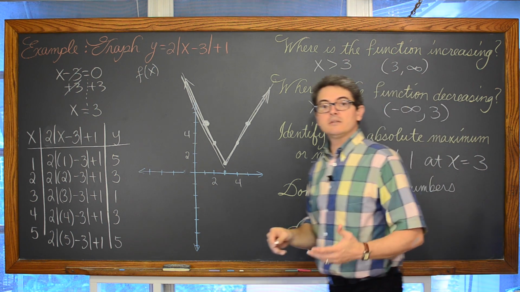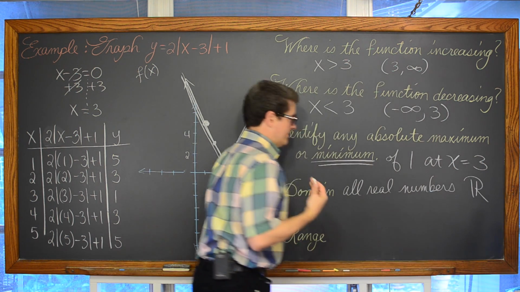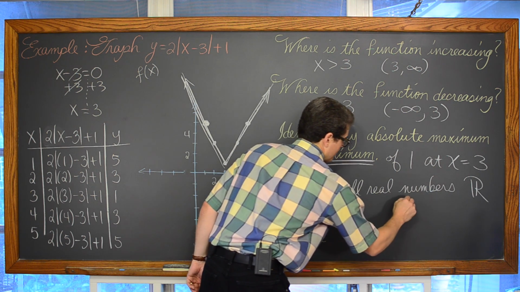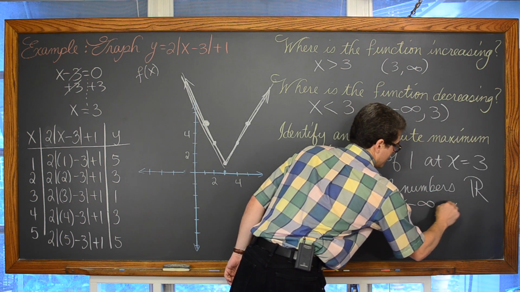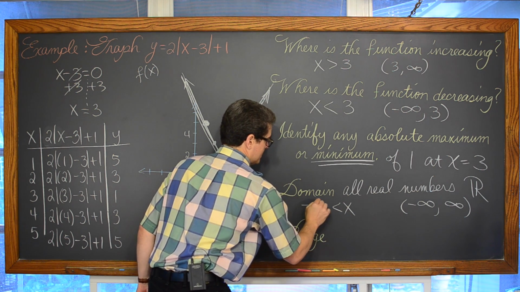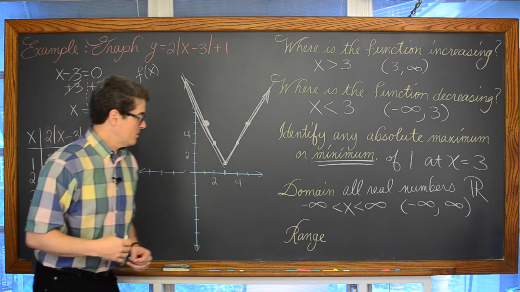You might see it written with a double R. If your book again is using interval notation, it will be from negative infinity to positive infinity. If you're using inequality notation, it might be x is greater than negative infinity and less than positive infinity. I don't know what book you're using.